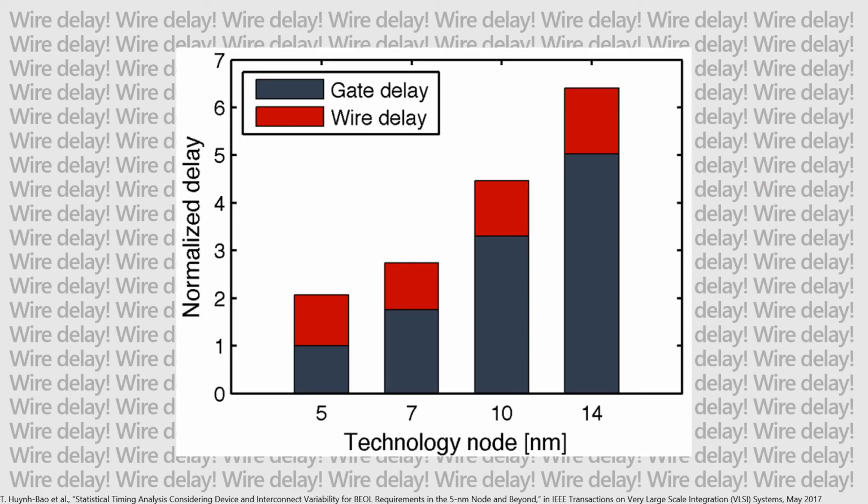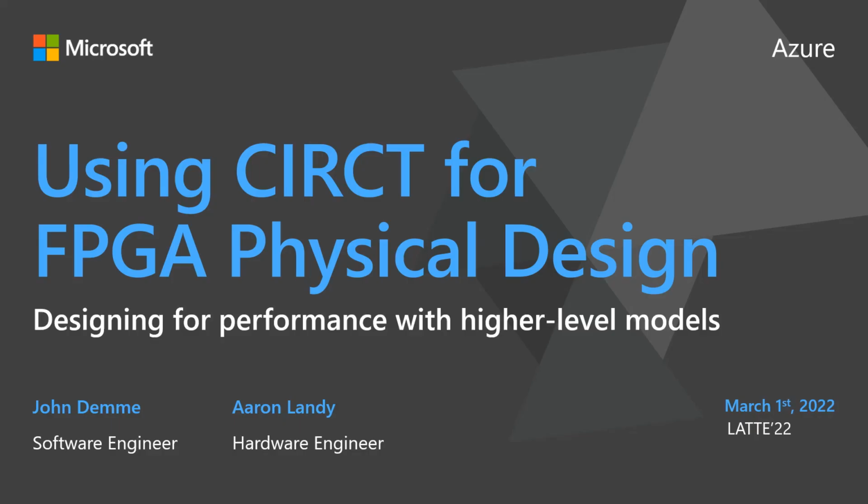This is also, by the way, becoming more and more true on ASICs. As the gate delay continues scaling, the wire delay is just stubbornly staying about constant. So today I'm going to be talking about the physical design that high-performance FPGA designs require, and how we're doing it with CIRCT and using high-level models.